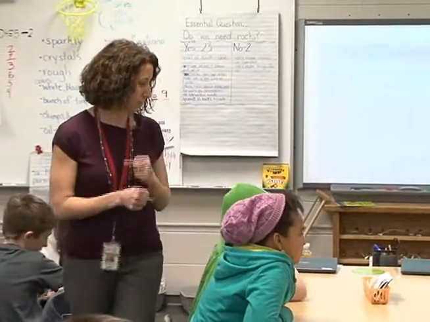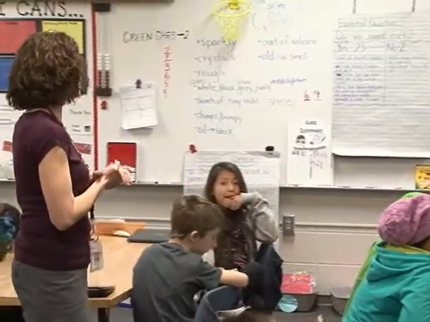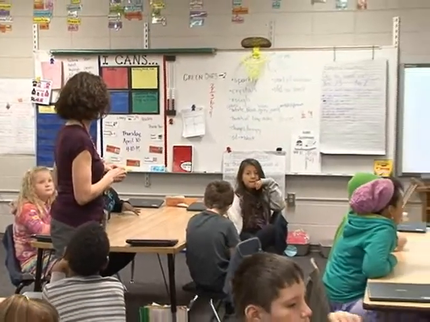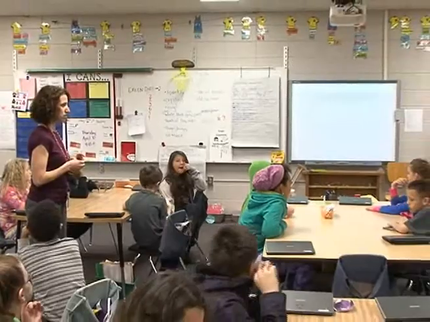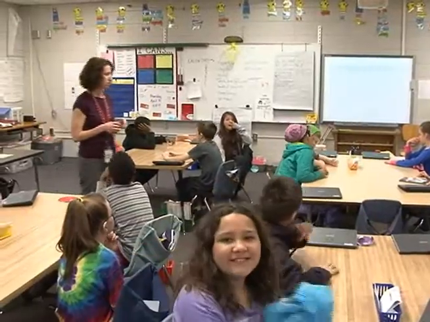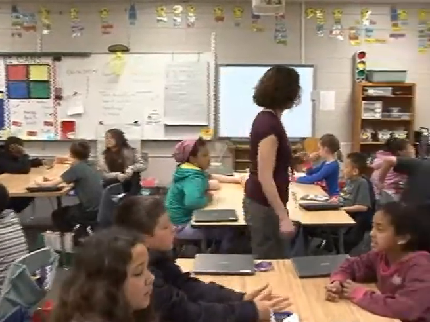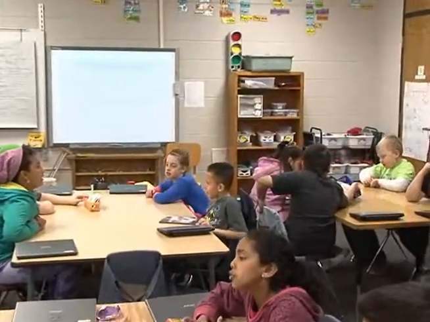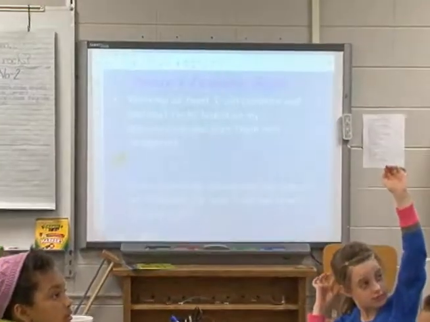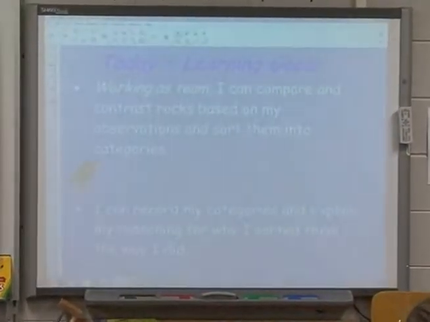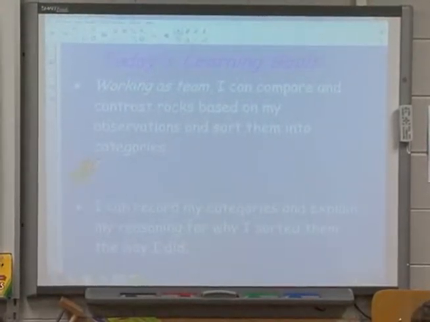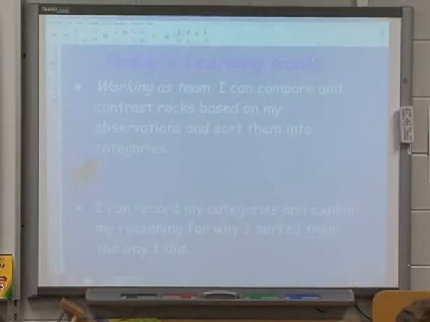Because to do this task, you're going to have to be a good observer, but you're going to work as a team. It says, working as a team, I can compare and contrast rocks based on my observations and sort them into categories. What does that word categories mean? Whisper to a neighbor, what do you think that word means? Class, does somebody know what that word categories means? Haley? Groups, different groups. Okay, it's just a big word that means groups. So you're going to categorize and sort them into different groups. You're going to work as a team. Does that mean one person gets to do all the work? No, it means you're all in charge of working as a team.